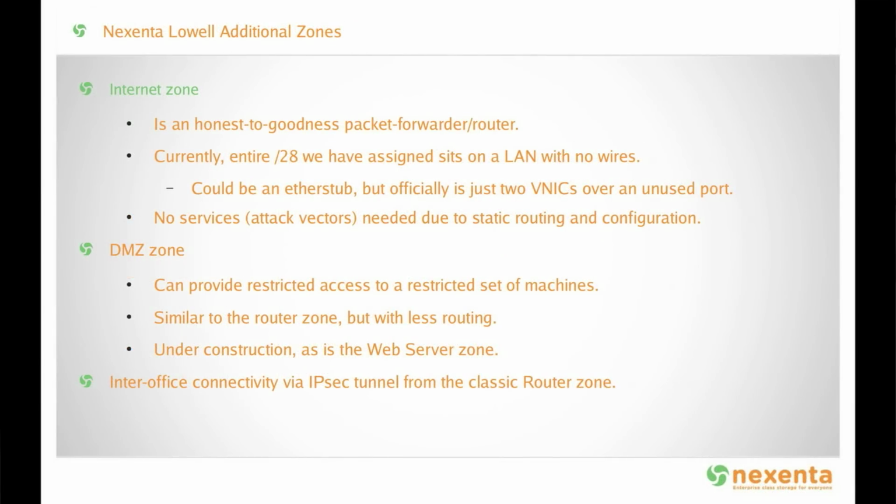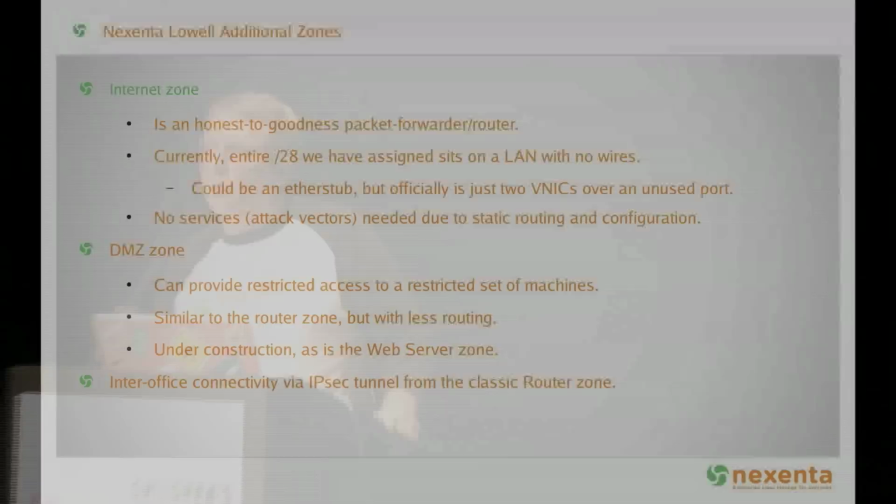But the internet zone I have, we actually have a /28 allocated to us in Lowell, and so the router zone is just a dumb packet forwarder. /28 on one side, the /30, again, there's more Cisco for you, /30 up to Comcast, and all it does is forward packets. Do not anthropomorphize the zone. It just forwards packets. And there are no services on it.